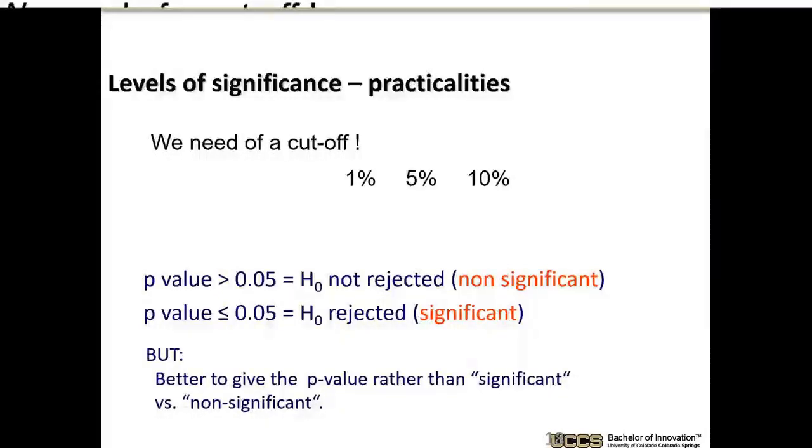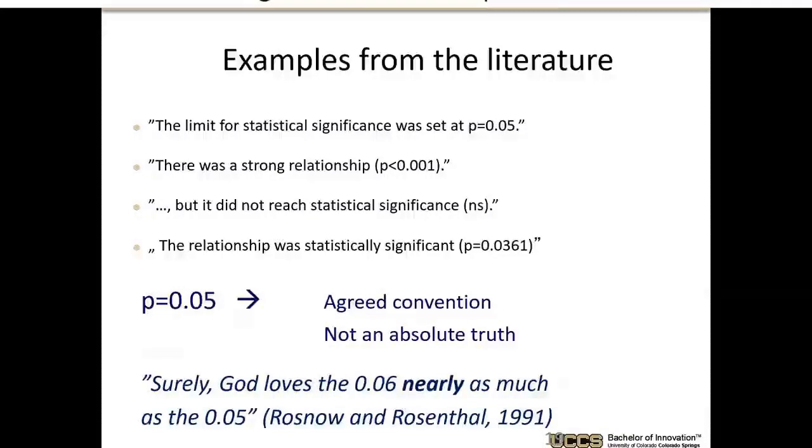But we have to be careful, right? I actually find it much better to give the p-value rather than just a significant versus non-significant test. But not everyone agrees with that. There's a lot of people in the statistics world that say, no, we should just have an overall thing. So you'll find places where the limit for statistics was set at 0.05. There was a strong relationship, significant, did not reach statistical significance, or whatever. I like things with a relation was statistically significant, 0.0361. They better have a lot of data, they have 3 digits.